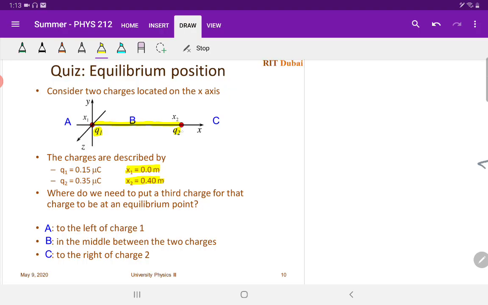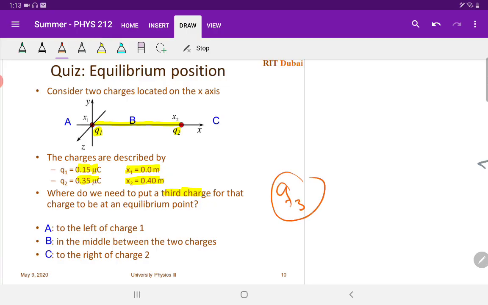Now, Q1 is given as a positive charge, 0.15 microcoulomb, and Q2 is also a positive charge with a magnitude of 0.35 microcoulomb. Now these are the 2-point charges. What's the question? The question here is, where do we need to put a third charge? So now we have Q3.